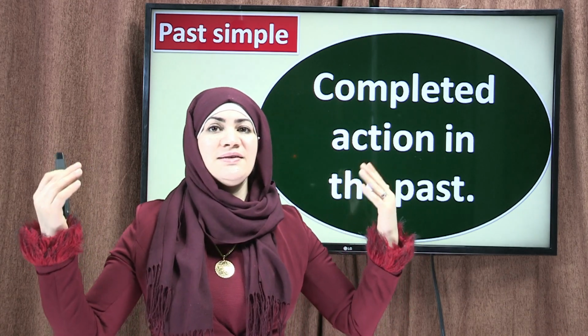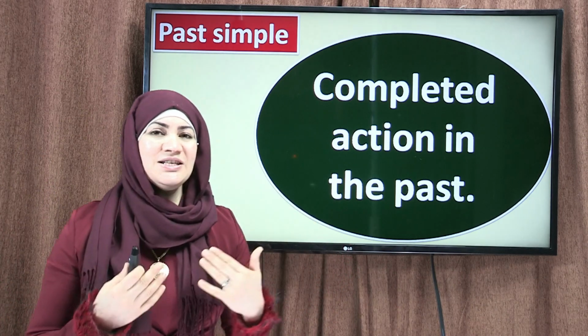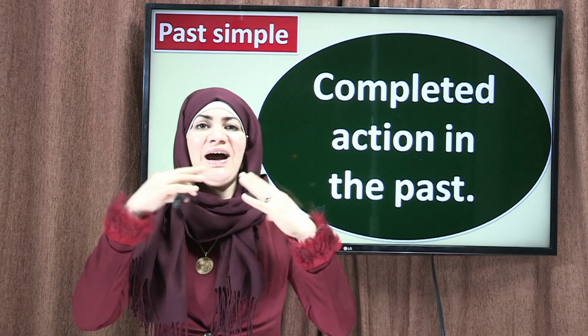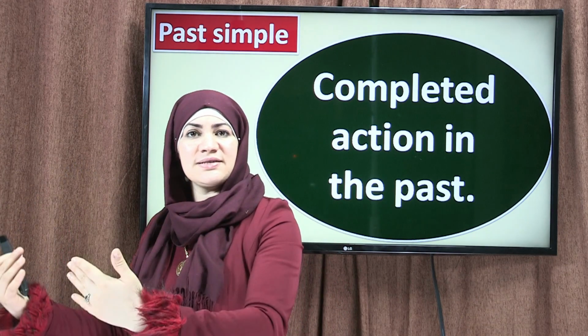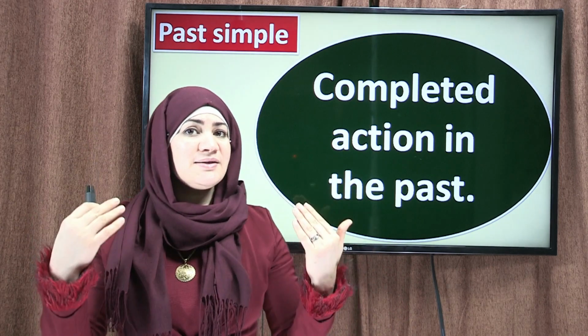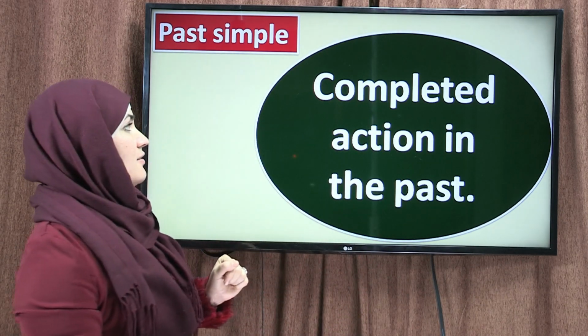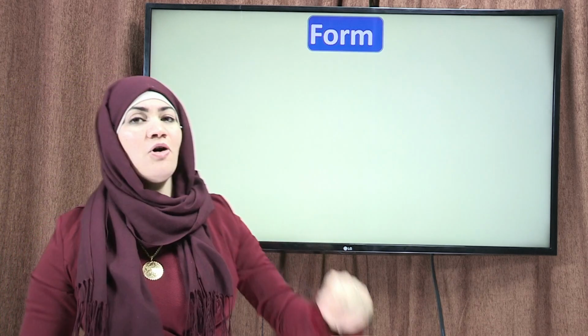What does it mean? It means that past simple is an action started and finished in the past. بمعنى أنه الماضي البسيط هو حركة بدأت وانتهت في الماضي. This is why we call it a completed action. لذلك سمينا هذه الحركة بحركة كاملة. Why? Because it started and finished. لأنها بدأت وانتهت. In the past. Completed action in the past. Then after that we see together the form.